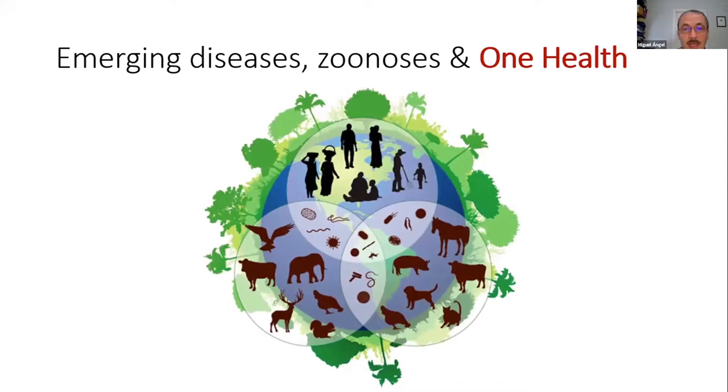And just a reminder that One Health is the correct approach for emerging diseases and zoonosis, because it's a holistic approach in which different aspects of human medicine, veterinary medicine, and environmental sciences collaborate in order to give a better understanding of these diseases.